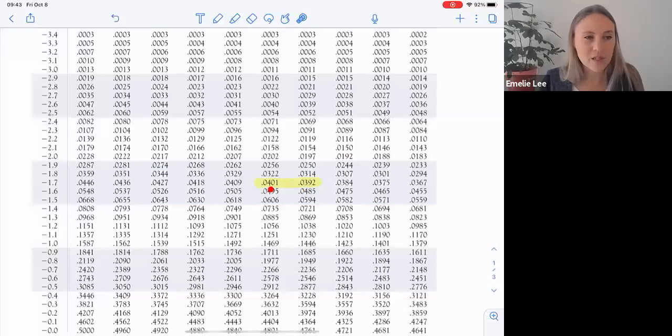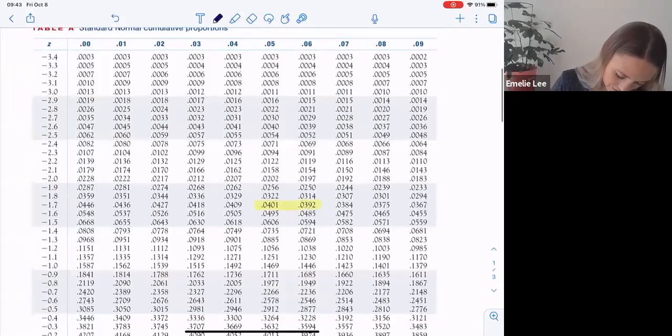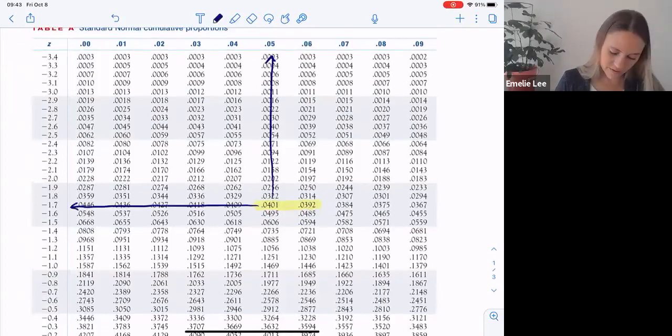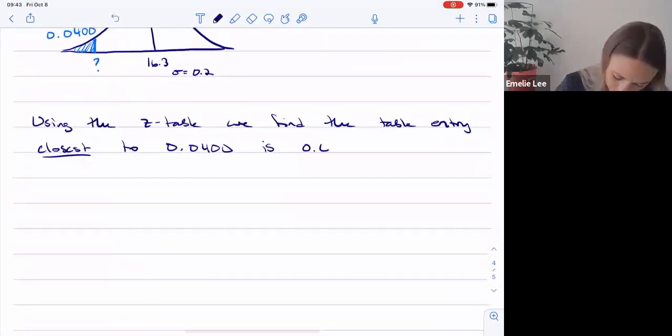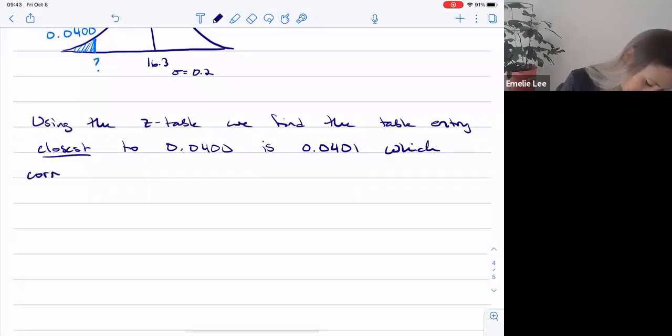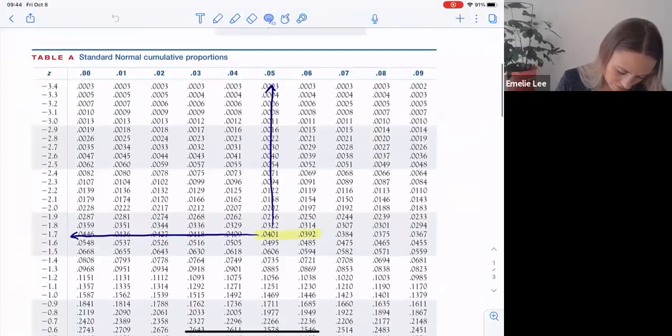So it looks like 0.0401 is the closest thing that I have to 0.04. So I'm going to jot that down, but also I'm going to map that back to a z-score, negative 1.75. So 0.0401 corresponds to Z equal to negative 1.75. And maybe I'll go grab a little snippet of that.